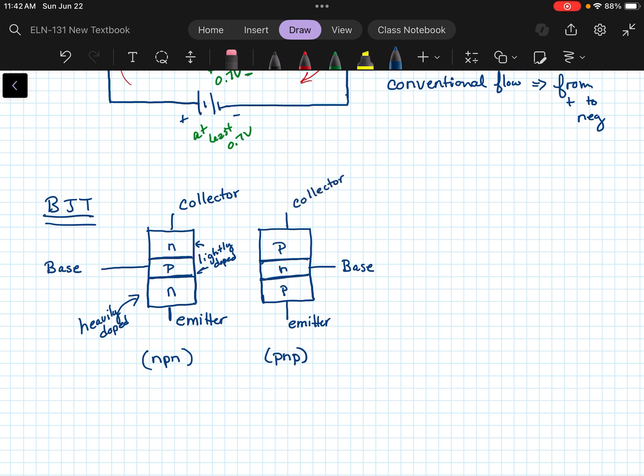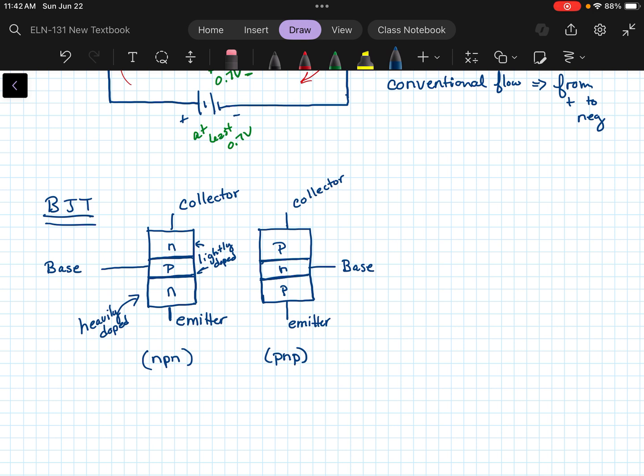Okay, so let's talk about what happens with these junctions, these PN junctions. So again, now we've got two junctions for each of our transistors, and we have to bias each one of those. So what could we do? We could forward bias both of them, we could reverse bias both of them, or we could forward bias one while reverse biasing the other.